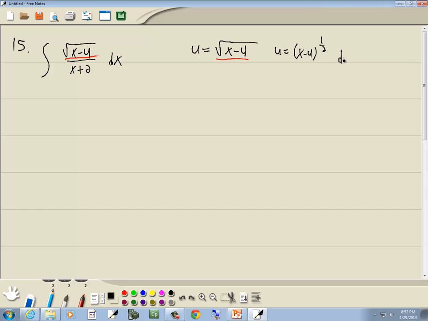Now let's see what du is equal to. We got 1/2 x minus 4 to the negative 1/2 dx, which gives us 1 over 2 times x minus 4 to the 1/2 dx, which gives us 1 over 2 square root of x minus 4 dx.